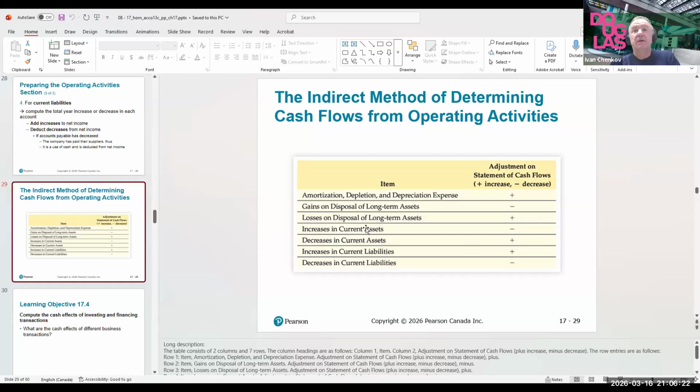If you have increase in the current asset, deducted. If you have decreases in the current asset, added back. If you have increases in the liability, then that's positive effect on the cash, increase the cash. If you have decrease in the current liability, that means we're paying more liability from the previous period. That's negative on our cash, or decrease in our cash. And that's our operating income.